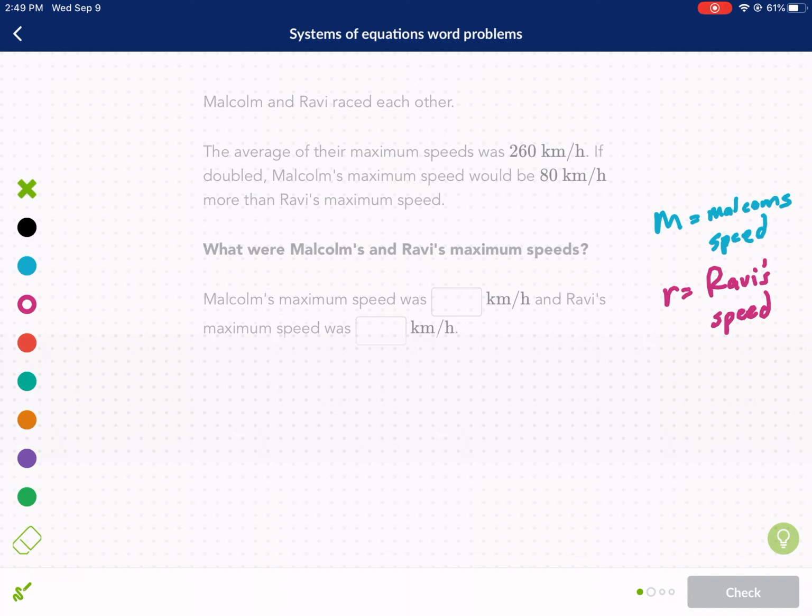I forgot the apostrophe. Sorry. English is important. Capital letters. There we go. Okay, so we have m equals Malcolm's speed and r equals Ravi's speed.